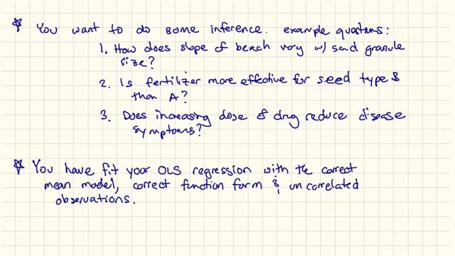We're in this situation where we've already fit our regression, and you can go look at the mind map or the previous lectures talking about all these conditions and what we care about. And we have fit it, and we've got the correct mean model, and we've got the correct functional form, and our observations are uncorrelated, and they're already fit.